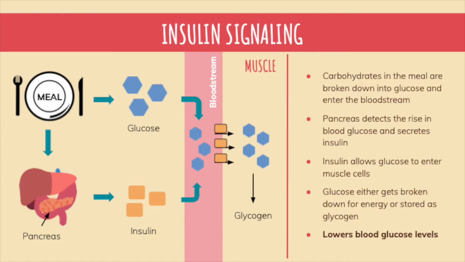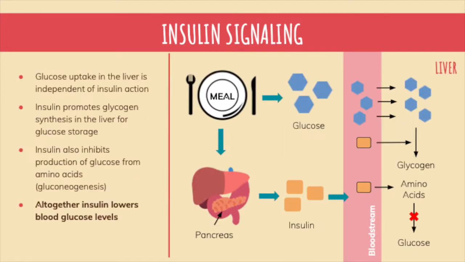So in the liver, it's actually kind of different in the sense that glucose uptake is independent of insulin. So glucose continuously enters the liver just as normal, and when insulin is produced, it promotes glycogen synthesis in the liver. Glucose is stored in the form of glycogen, so by promoting the synthesis, more glucose is being stored. And insulin also inhibits gluconeogenesis, which is the production of glucose from amino acids in the liver. So altogether, insulin lowers the blood glucose levels by increasing storage and by inhibiting the production of glucose.